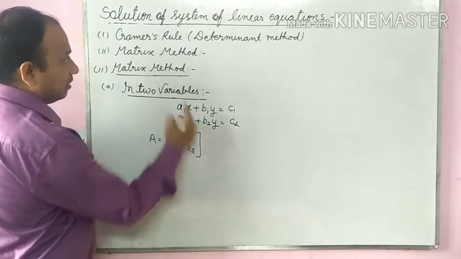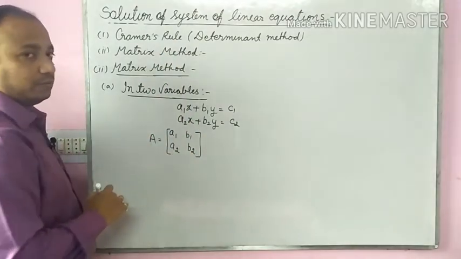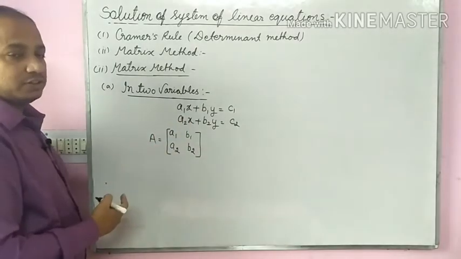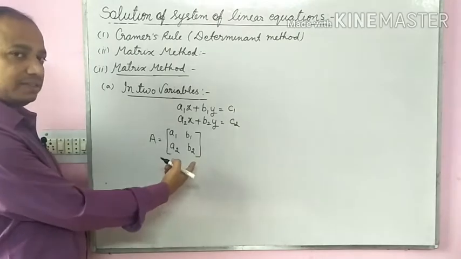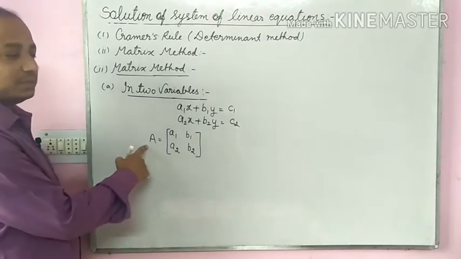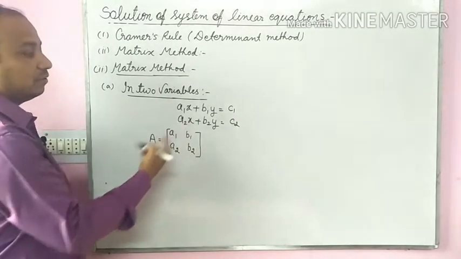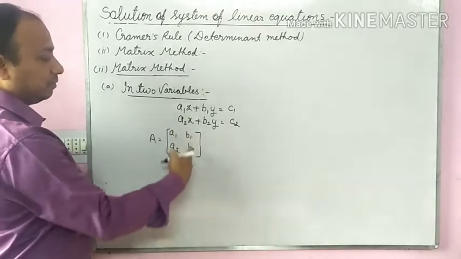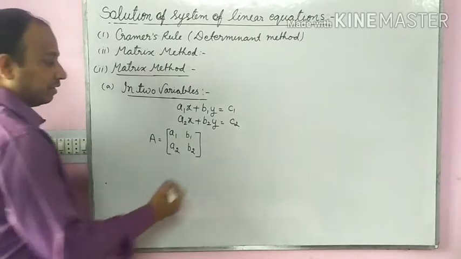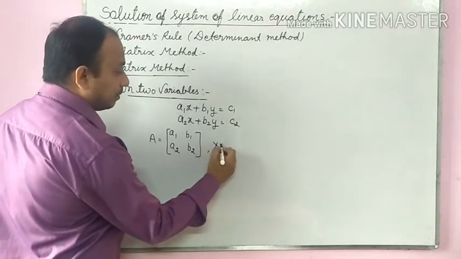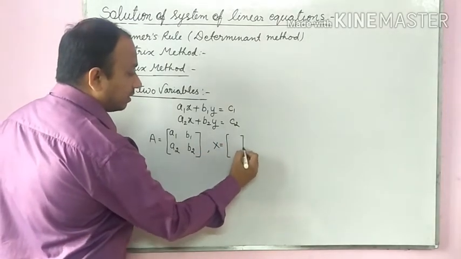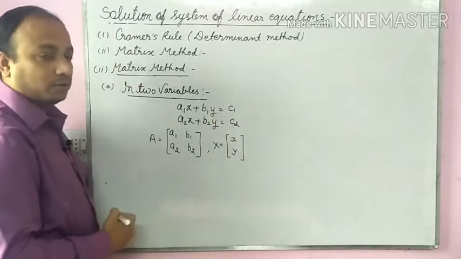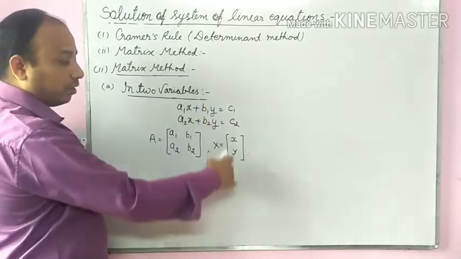Similarly, in Cramer's rule, first of all we form the determinant delta, and delta is formed by the coefficients of x and y. Similarly, as we formed that determinant, here we name it matrix A. Matrix A is formed by the coefficients of x and y: a1 a2 is the coefficient of x, b1 b2 is the coefficient of y, and matrix capital X is a column matrix formed by the variables.